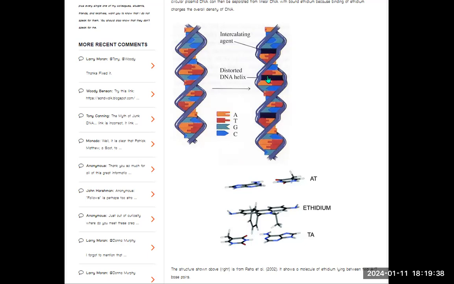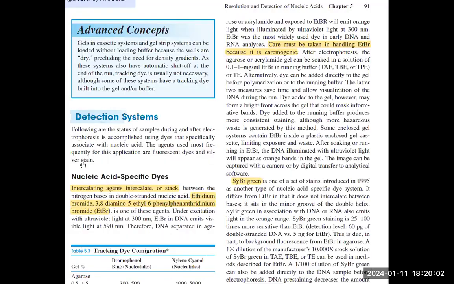And aside from the distortion, it can result in mutagenesis, or it can lead to cancer, it can lead to mutations. So we should also be very careful if we're using ethidium bromide. Don't worry guys, we are using a different RNA or DNA specific dye for this case. Okay, so that's the thing with ethidium bromide.